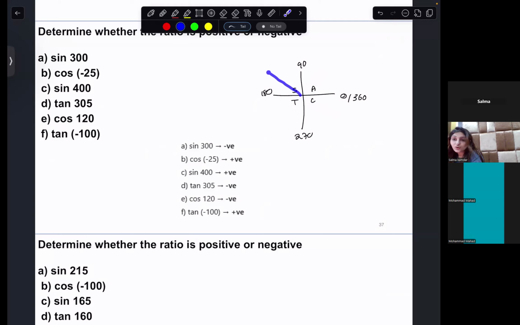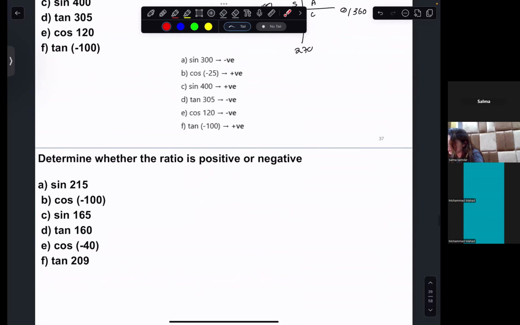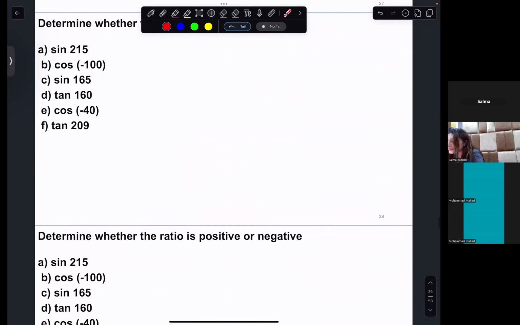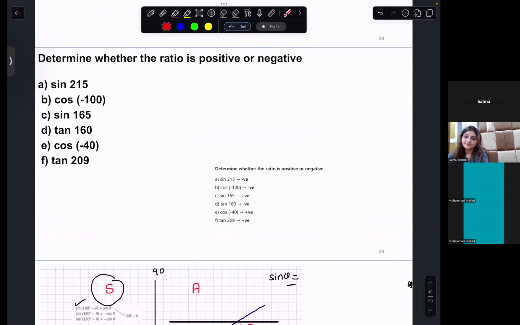Miss, I can't hear you. Cos 120. Which quadrant? Second quadrant. Positive or negative? Negative. Tan minus is going to be in the third quadrant. Positive or negative? So it's going to be positive. Okay, very good. The next one again.